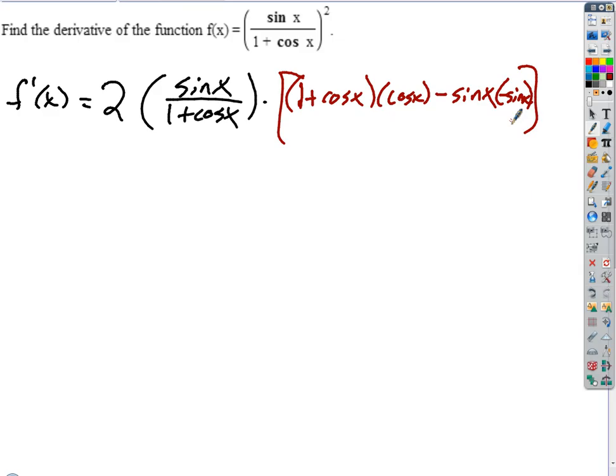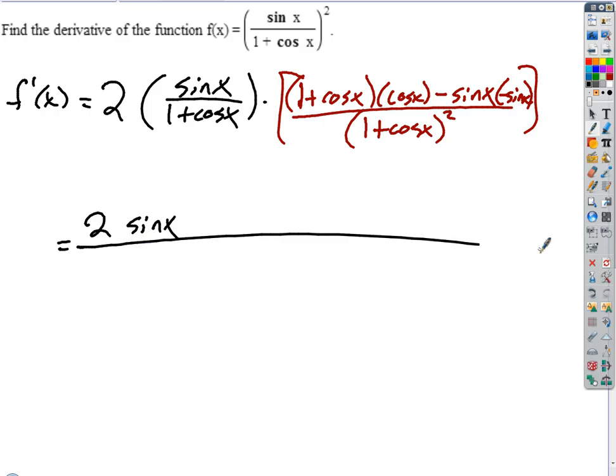Okay, divided by 1 plus cosine x, quantity squared. That's dirty. So what's next? Yeah, we've got to clean up that top, don't we? If we distribute the cosine, this is going to give us 2 sine x, and then we put everything on the top that's on the top, everything on the bottom that's on the bottom. But this whole thing right here, what's that going to be? Well, if I distribute the cosine, I just get cosine x plus cosine squared x.